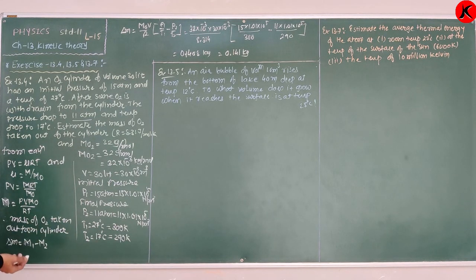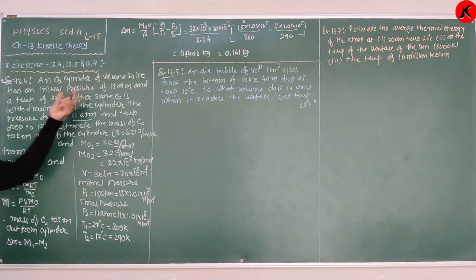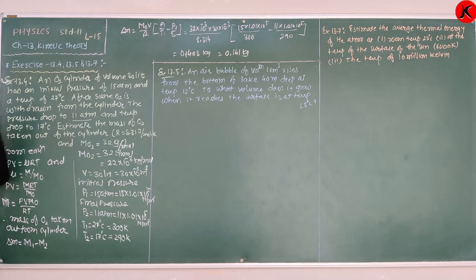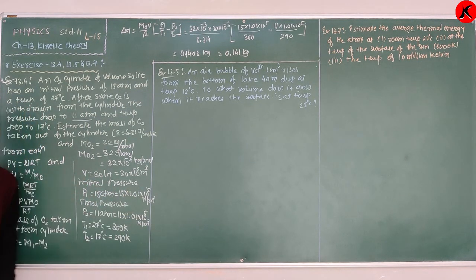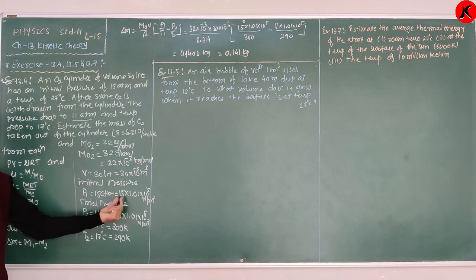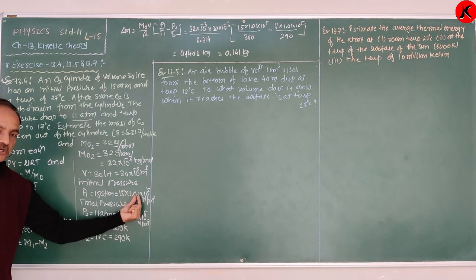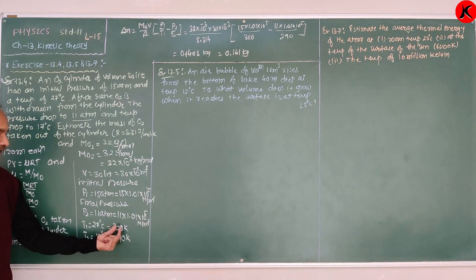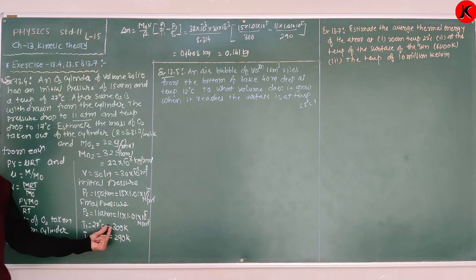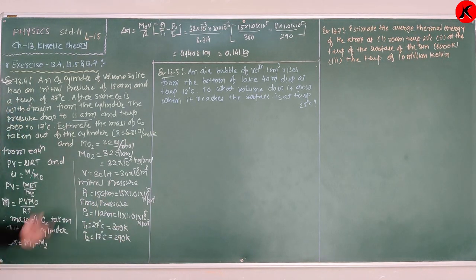This is the most important numerical. Again, the O2 cylinder of volume 30 liter has the initial pressure 15 atm and temperature 27 degrees centigrade. So initial pressure P1 is 15 atm, and 1 atm is equal to 1.01 into 10 raised to 5. Therefore, pressure P1 is equal to 15 into 1.01 into 10 raised to 5 Newton per meter square. Initial temperature is 27 degrees centigrade, converted into Kelvin, 27 plus 273, that is 300 Kelvin.